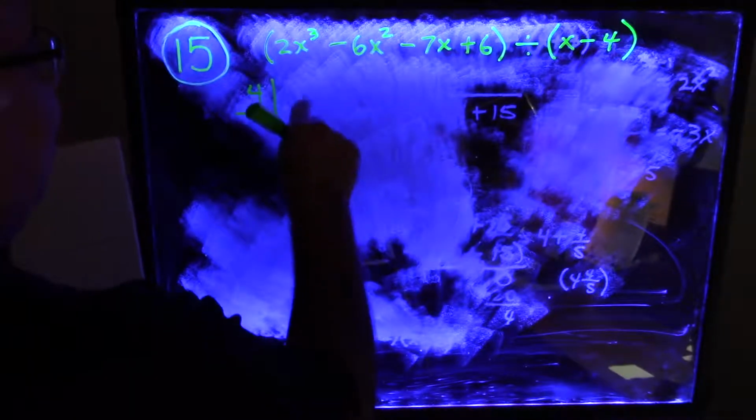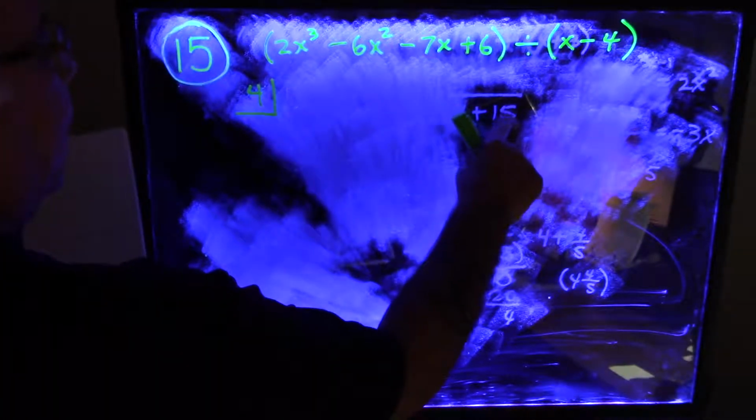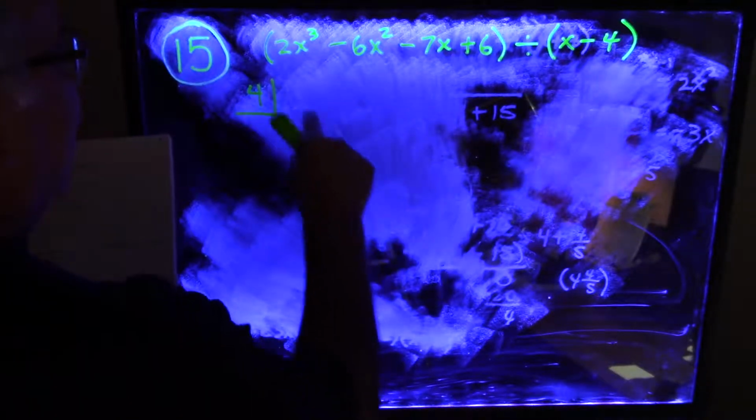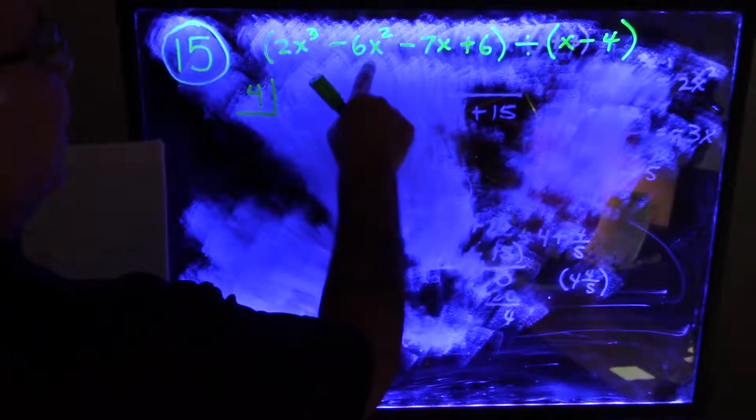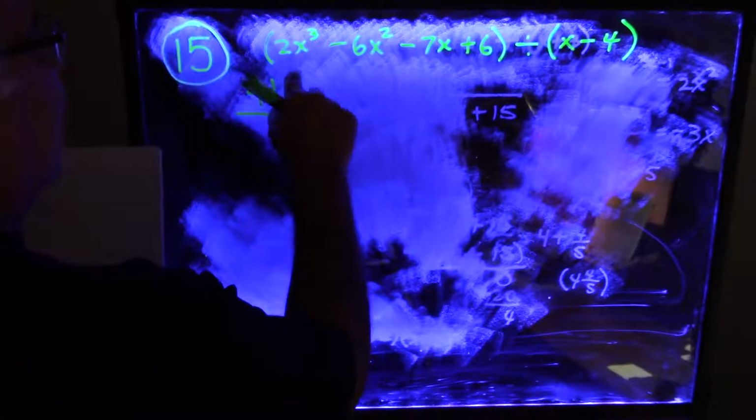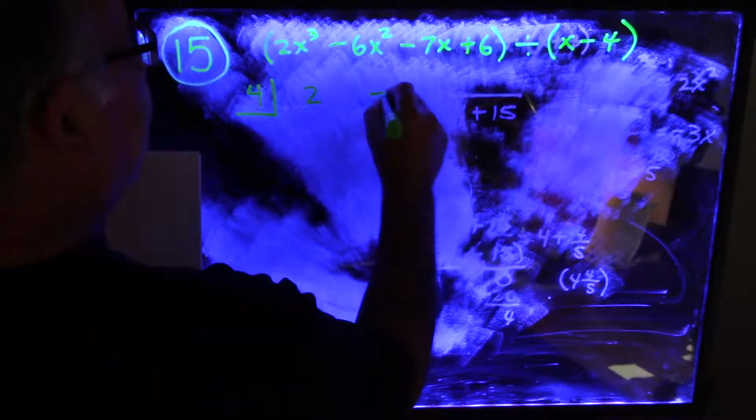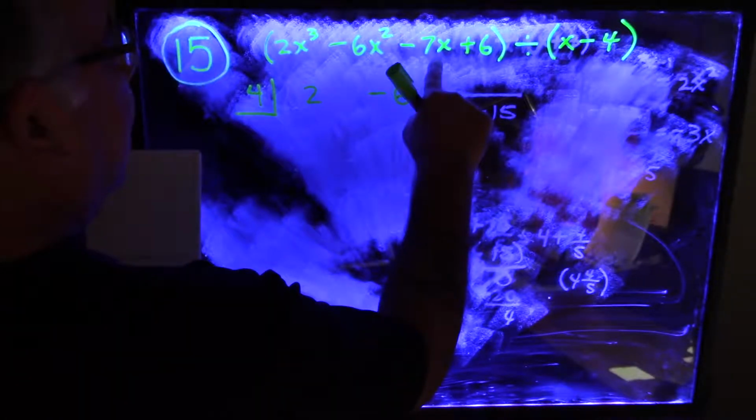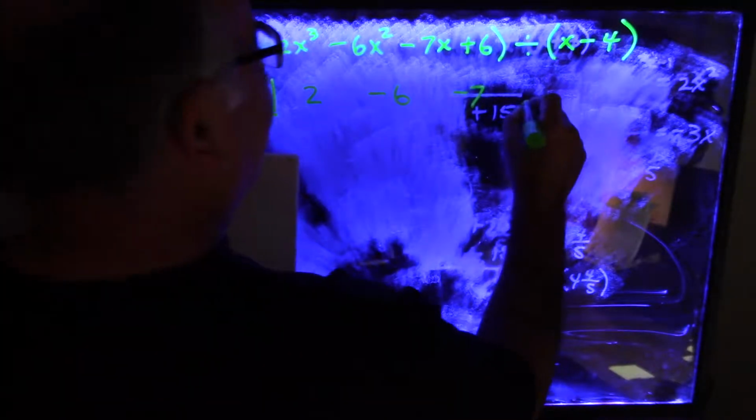And now you put the coefficients of the dividend right here. You have to have a coefficient for every x term, even if it's missing. Well, let me write what this is. There's a 2x cubed, so you put a 2. A negative 6x squared, so negative 6. A negative 7x, so I put a negative 7. And the constant term is 6.